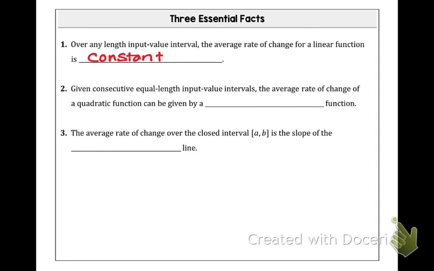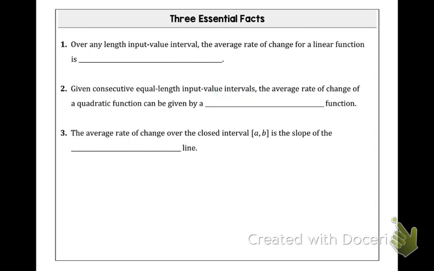Number 2, given consecutive equal length input value intervals, the average rate of change of a quadratic function can then be given by a linear function, right? Because you're going to get all those linear tangents bordering around our curve. And then 3, the average rate of change over the closed interval a to b is the slope of the secant line. Right? So it's that line connecting your 2 points A and B. Find the slope of that line, and then you've got the average rate of change over the interval.